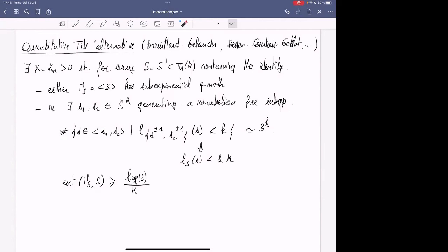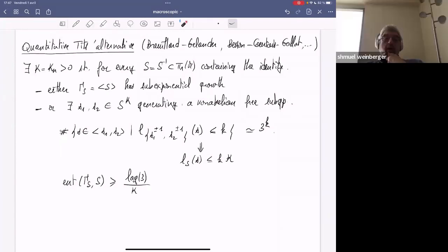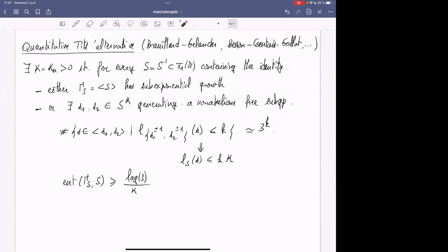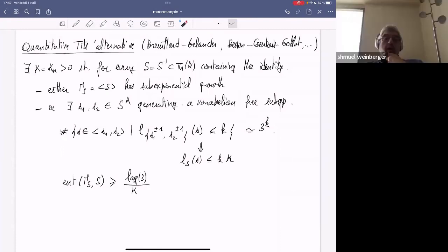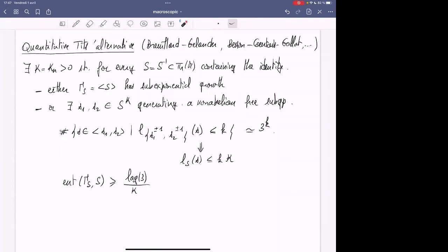So yeah, those are the various tools we're using, and then we just have to put everything together in order to conclude. But yeah, again, I'm pausing there.